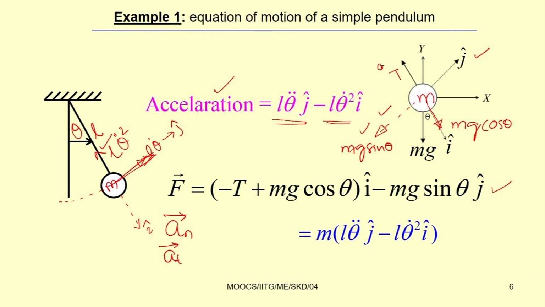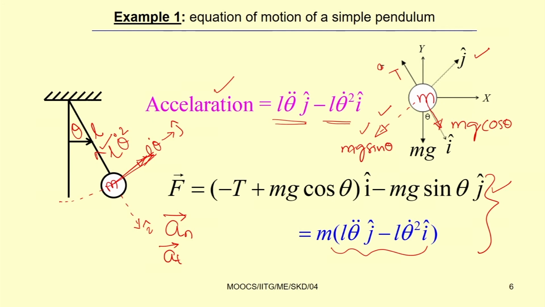According to Newton's second law, this will be equal to mass into acceleration, and the acceleration we have already written as L theta double dot j minus L theta dot square i. If we were applying D'Alembert's principle, we would write minus m into L theta double dot j minus L theta dot square i, brought to the left-hand side with a negative sign, equal to 0. That is D'Alembert's principle. Here we have applied Newton's second law: net force equal to mass into acceleration.